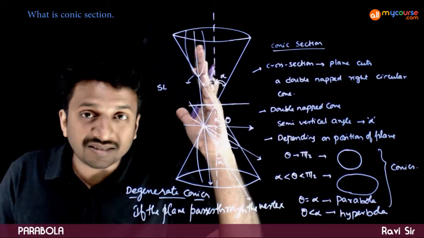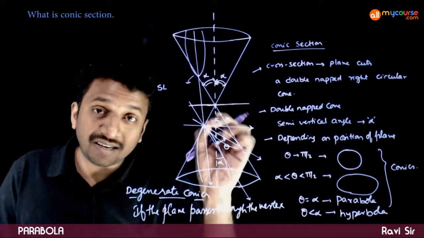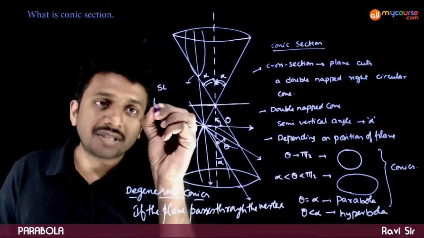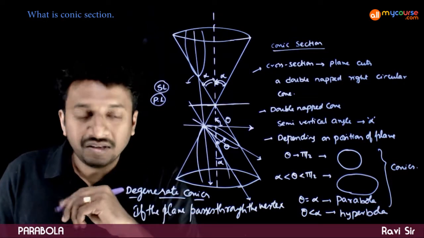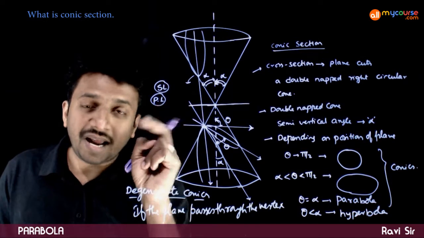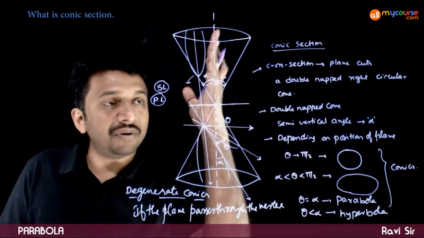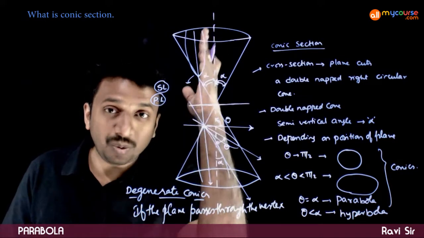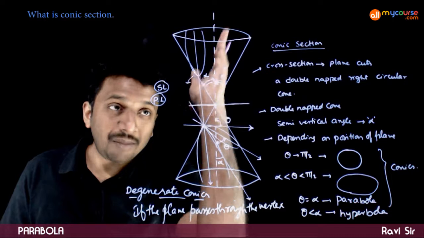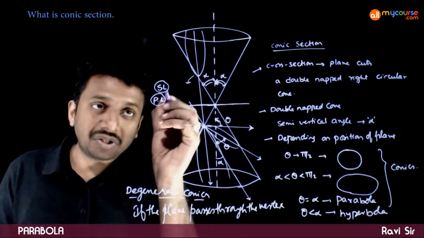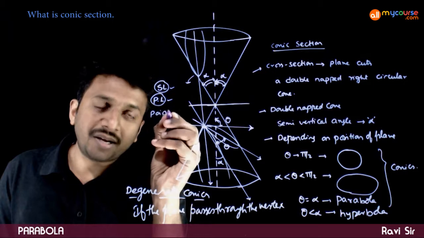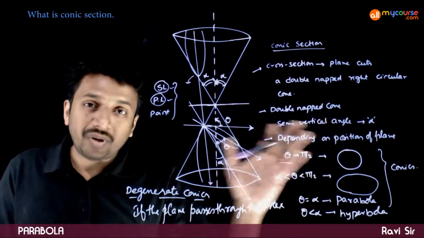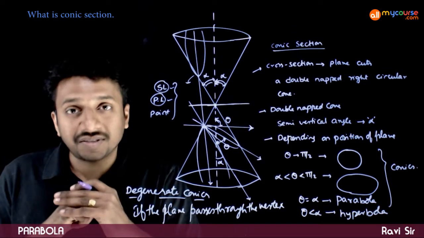And if the angle theta decreases, it's less than alpha, you get a section which looks like a pair of lines. So point, straight line and pair of lines. You can very clearly see that if you have a plane which cuts the cone like this, passing through the vertex, you get a pair of lines, right? So a straight line, pair of lines and a point are examples of degenerate conics. I hope you understand what conic sections are.